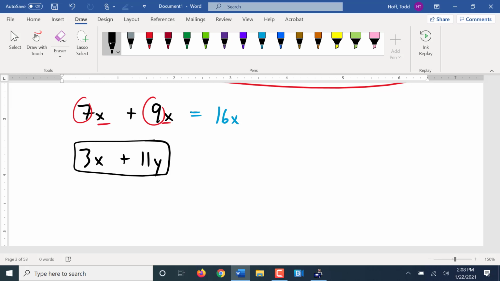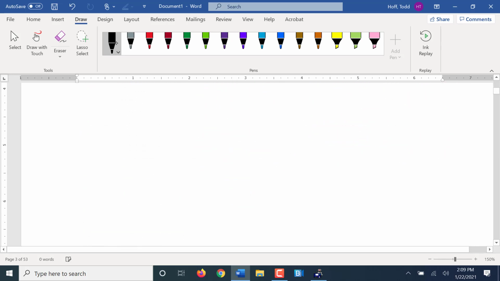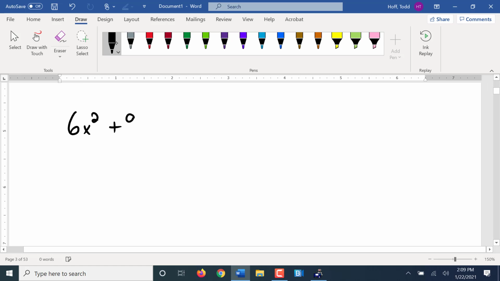Careful. When we add or subtract, we must have the same name, right? So x and y can't be combined when we're adding. So that just stays 3x plus 11y. If I go up with my larger numbers, with more place values, I might have 6x squared plus 9x plus 4.